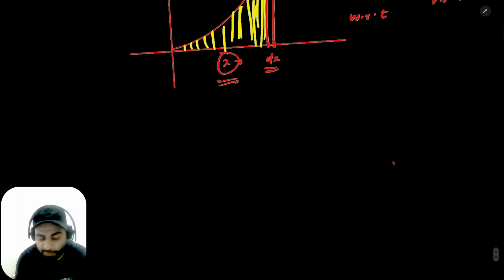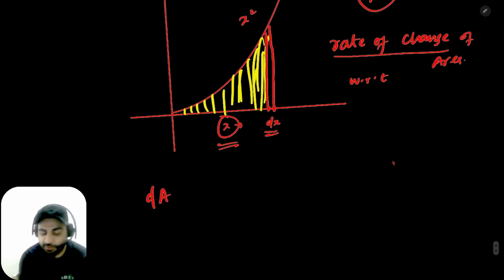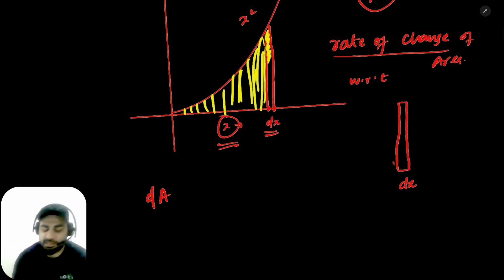So I am trying to find the difference in the area. We call that dA, the change in area. If you see what the change in area is, it will be this much. If I take this slice out, this will again be like a rectangle. The more this dx goes to 0, the more it will be like a rectangle. So here dx is this, and then we have its length as x square.